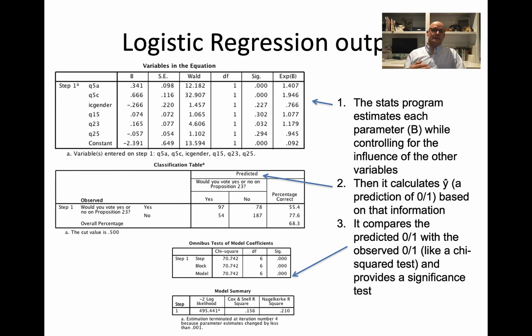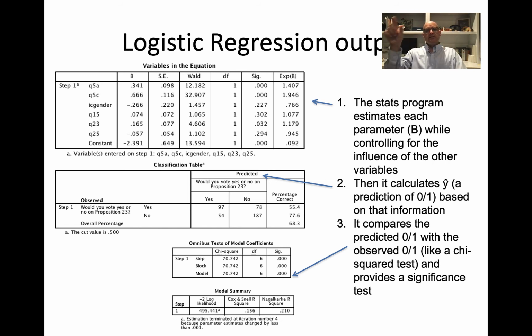So what happens in a logistic regression is the stats program estimates the impact of each variable on the outcome, 0 or 1. And what it does is it tries to fit a curve like OLS did.